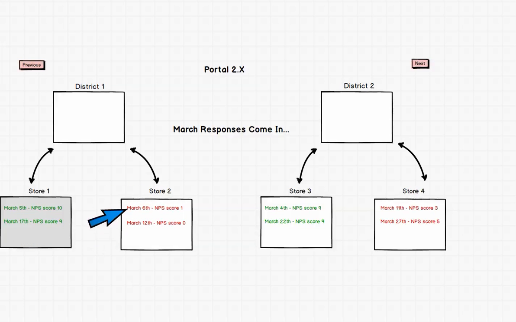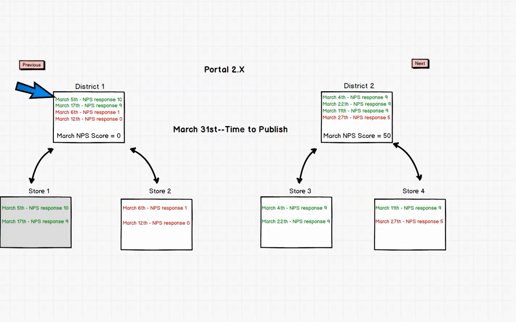Store number 2 also gets some surveys. Store 3 also gets some surveys, and Store 4 as well. When we go to calculate the score for March, it becomes time to publish. We grab the current stores that are underneath District 1, so Store 1 and 2, and then we look at their survey responses, and we publish a score based on those survey responses for the stores underneath it. So in this case, District 1 gets an NPS score of 0 because it had 50% promoters, 50% detractors. District 2 gets an NPS score of 50 because its stores had survey responses where 75% were promoters, 25% were detractors.